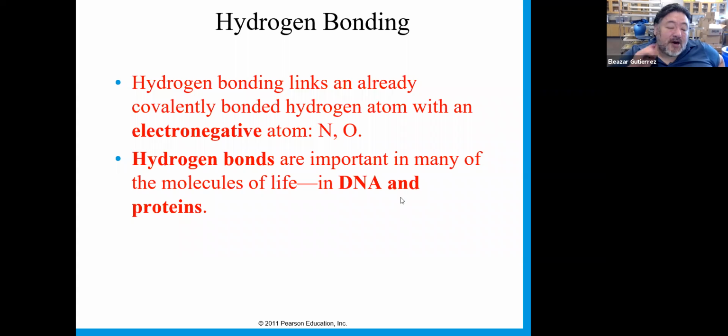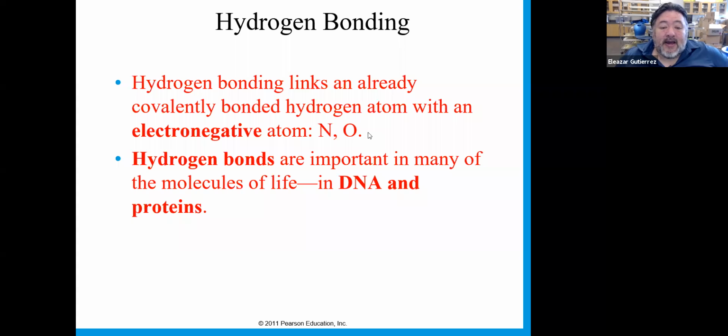Okay, so hydrogen bonding. We spoke about it just a second ago. What are we looking at? We're looking at a molecule that has hydrogen in it, of course, and it has an electronegative atom. And I told you those atoms could be nitrogen, oxygen, and fluorine, but in life there isn't a lot of use for fluorine, so we truncated back to nitrogen and oxygen.